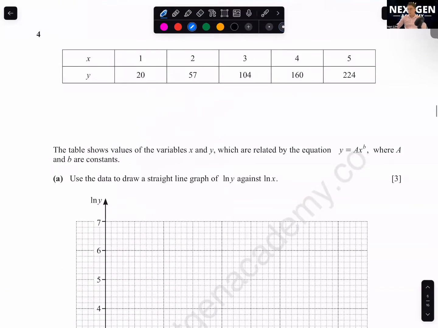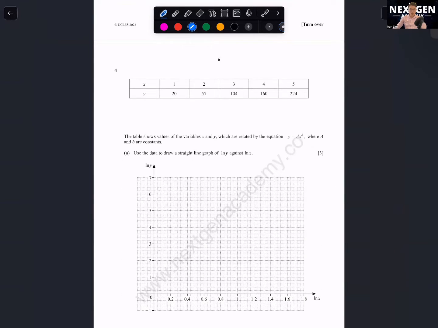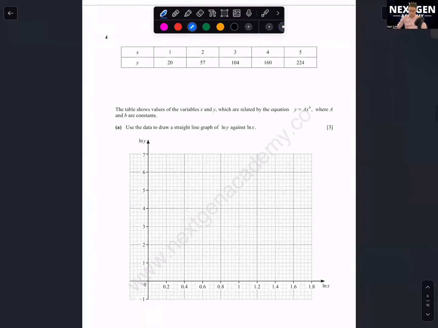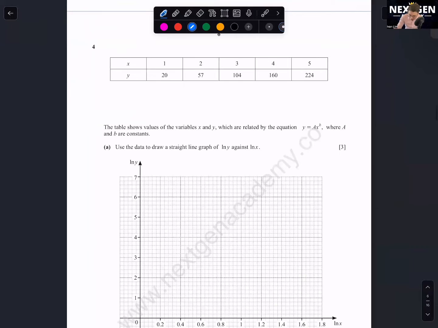Question 4. Okay, question 4, you see, this is a drawing one. Actually, the drawing type for straight line graph seldom comes out. But it came out in the last one. Okay, let's see this one. The table shows the variable x and y, which are related by the equation y equals to ax to the power of b. A and b are constant. Use the data to draw a graph of ln y against ln x.